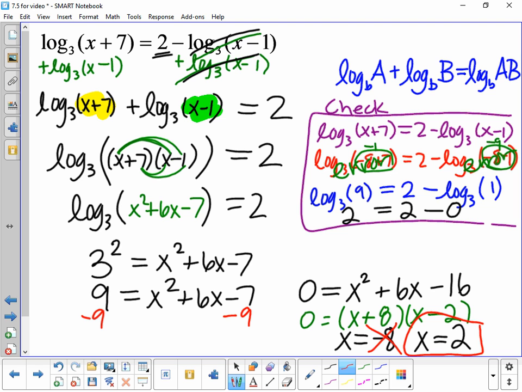Again, your check can be a mental check. You're checking to make sure that you don't have the log of a negative number. That would be an extraneous solution.